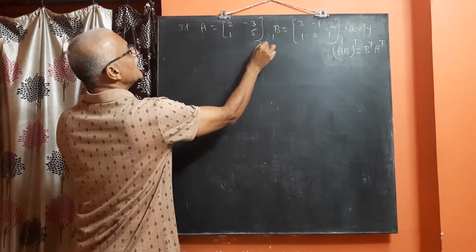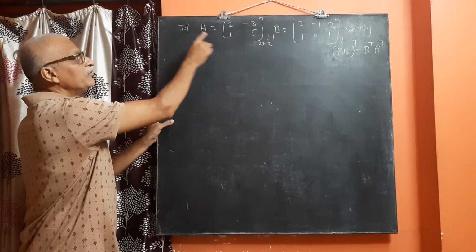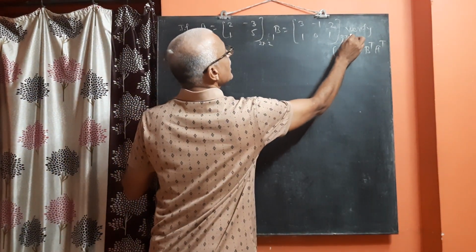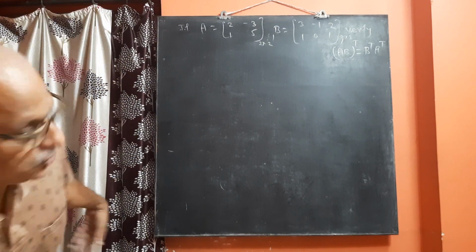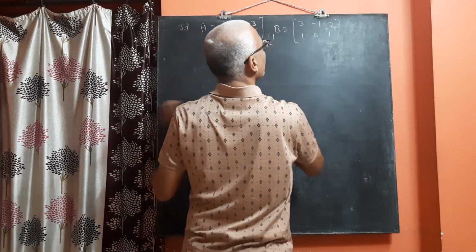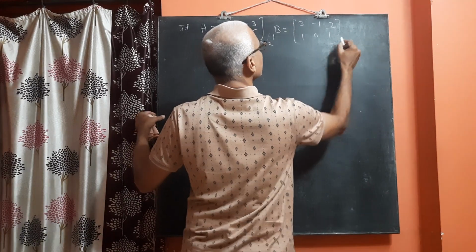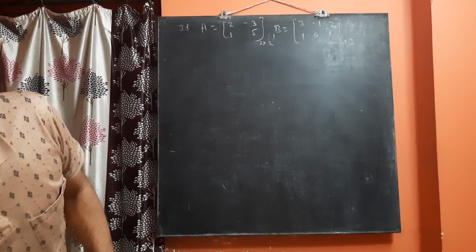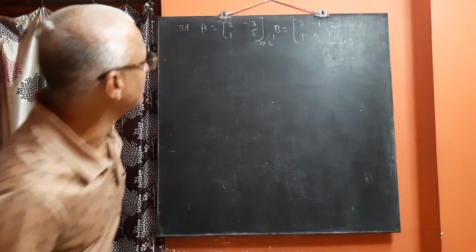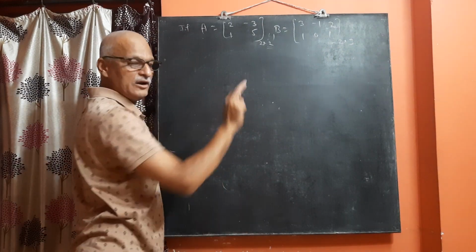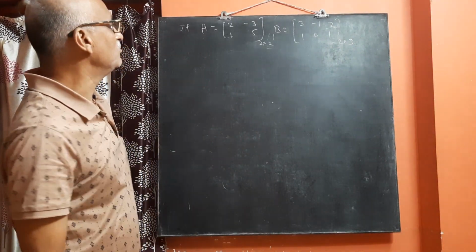Here it is 2 by 2. Order of A is 2 by 2 and this one is 2 by 3. The order of B is equal to 2 by 3. So now the number of columns of A are equal to the number of rows of B, so we can find out the matrix A into B.